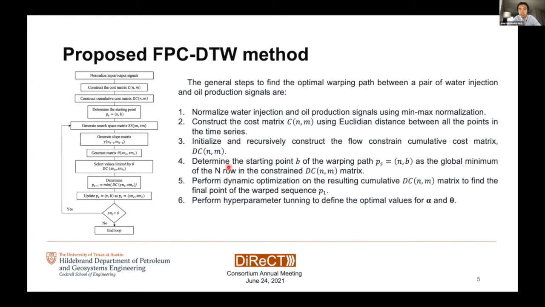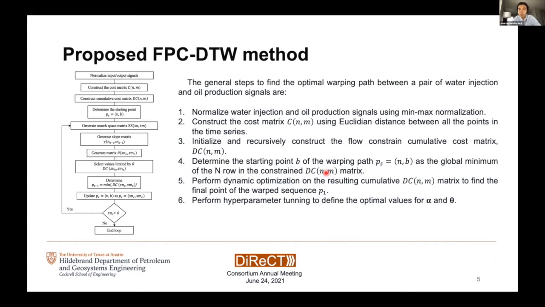After we have constructed our cumulative cost matrix, we have to define the starting point of our warping path. To do that, we just perform a global minimum optimization of the end row of the cumulative cost matrix. After that, we perform dynamic optimization recursively from the starting point until the end of the sequence to find all the points that belong to the optimal warping path.